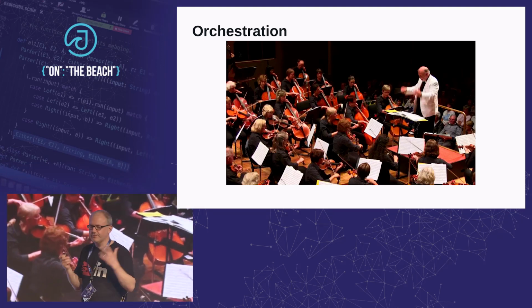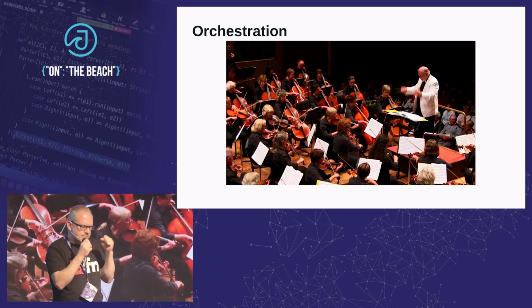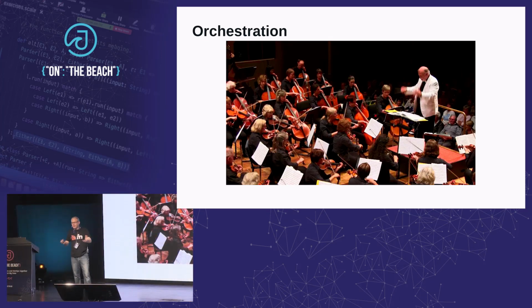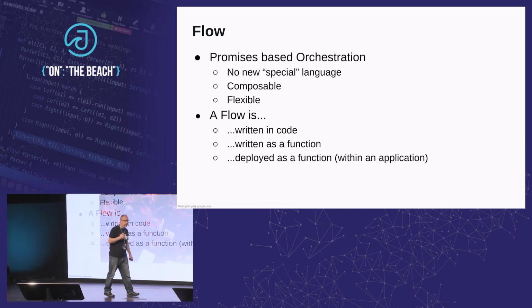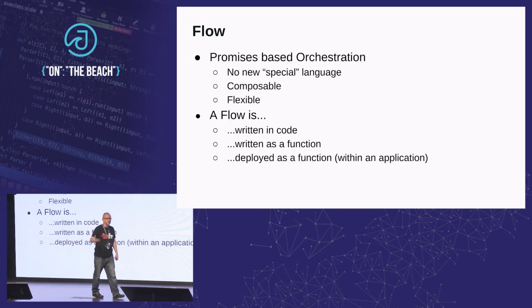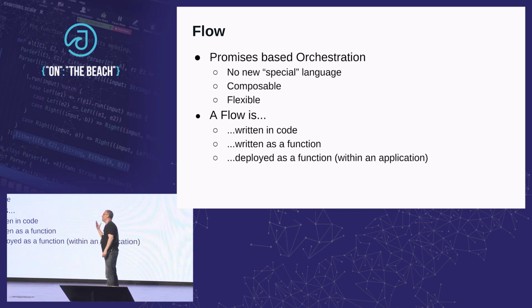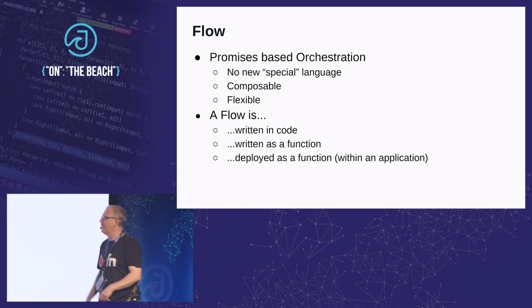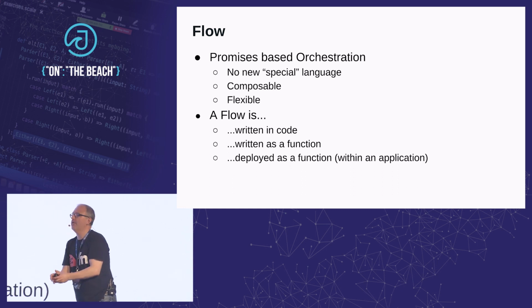Now, I said our functions were small, so they're unlikely to be able to do a significant business operation in one function, so we need a way to orchestrate them to work together to do the business meaningful tasks. And in FN, that's something called Flow. So it's a promises-based orchestration, so you don't have to learn a new dialect of YAML or XML or anything like that. And what it gives you is a way of composing your functions together.